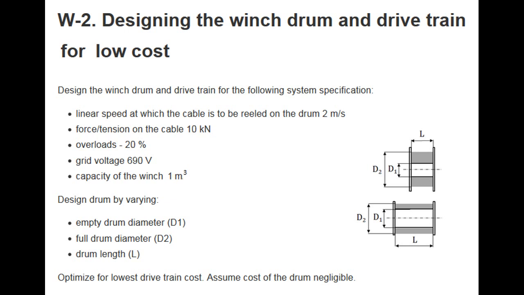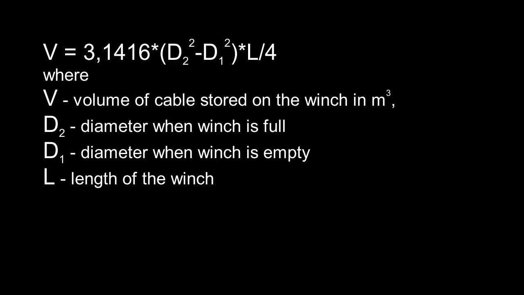Overall goal is to have lowest possible drivetrain cost, and as you see, the cost of the drum itself, we just ignore it because it is going to be more or less the same for all shapes. So here is the expression describing the relationship between the diameters and the length of the winch and how much cable can be stored on that winch in cubic meters. We know that we have this volume fixed to 1 cubic meter, so V equals 1.